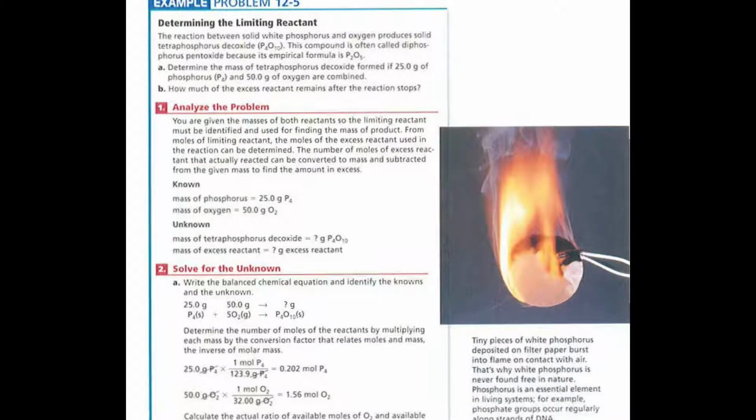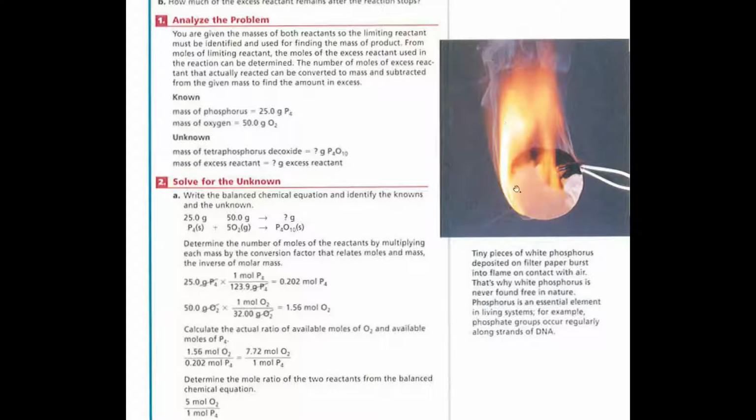The reaction between solid white phosphorus and oxygen produces solid tetraphosphorus decoxide. Question A says determine the mass of tetraphosphorus decoxide formed if 25 grams of phosphorus and 50 grams of oxygen are combined. Question B says how much of the excess reactant remains after the reaction stops. So we know one of these is going to run out before the other one, probably. Letter B asks how much of the extra will we have, and question A asks how much of the product do we get. So we know what the reactants are. How much of the product do we get if we have this stuff? Okay?